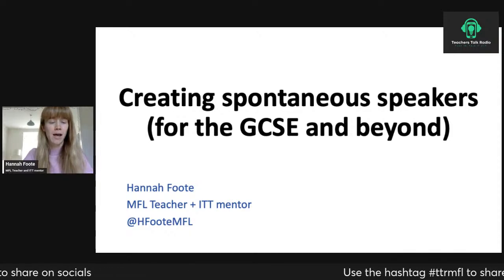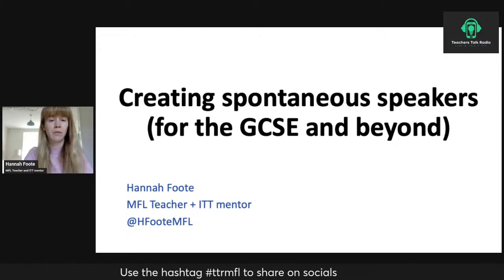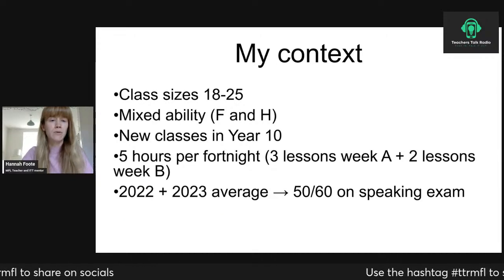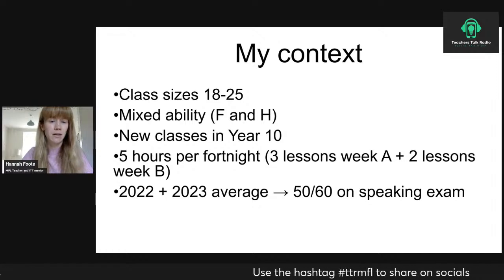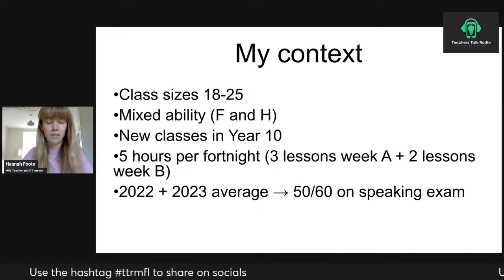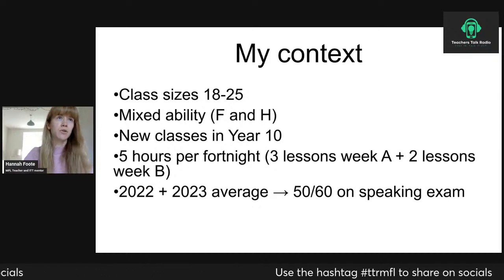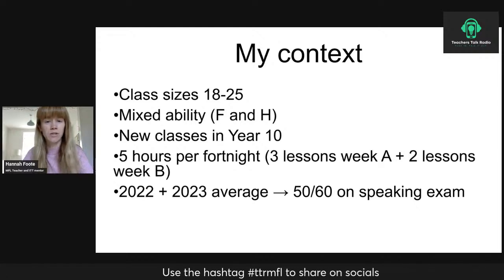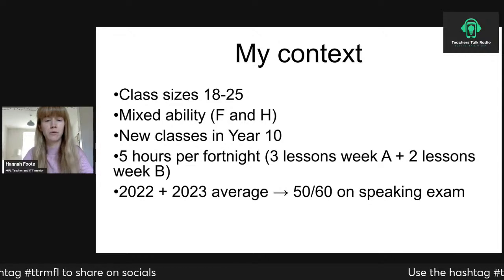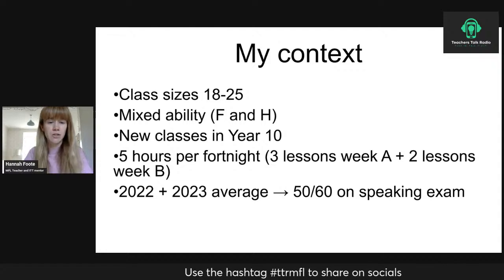So I just wanted to give a little bit of context for my school background and where I am, and how that might be a little bit different to yours. It might be the same. At our school, at GCSE, we have class sizes of anywhere between 18 to 25-ish. We're fully mixed ability, with foundation and higher students in our classes, which of course presents some challenges, but also has its advantages as well. We typically will have a new class in year 10 and stay with them throughout the GCSE. We typically have 5 hours per fortnight.